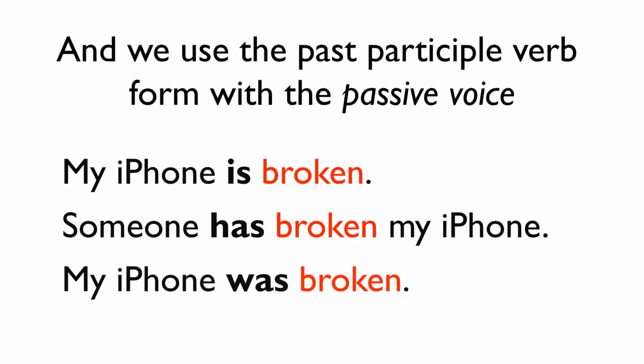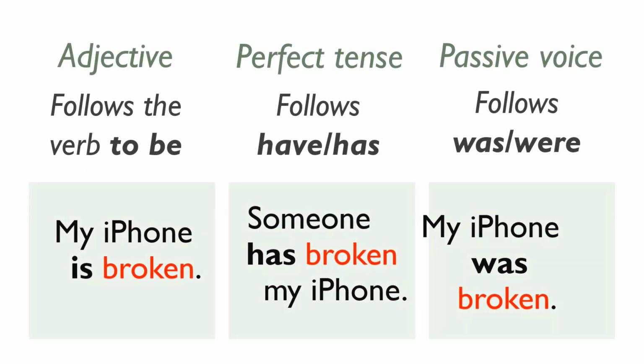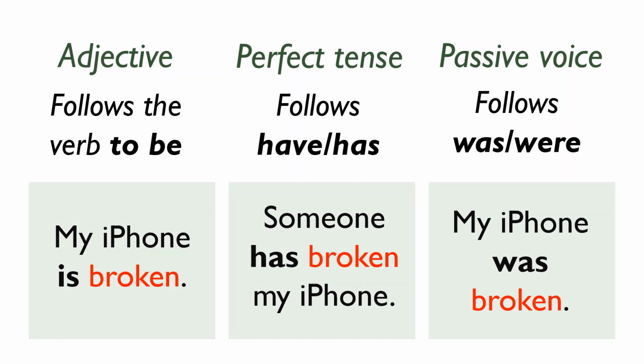And we use the past participle verb form with the passive voice. My iPhone was broken. An adjective will follow the verb to be. The past perfect tense will follow the verb have, has, and the passive voice will follow the verb was, were.